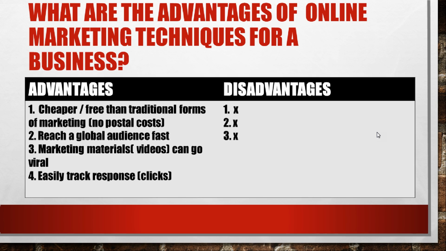Also, if you've got good marketing materials, or you do things on particular websites, they can go viral. Completely free advertising, just going completely viral, and that means it can hit millions and millions of people globally. And it's quite easy to track responses as well. If you send out an email with a link to a product, you can actually track who's clicked on the link and where they went and so on. So it's quite easy to track what's gone on.